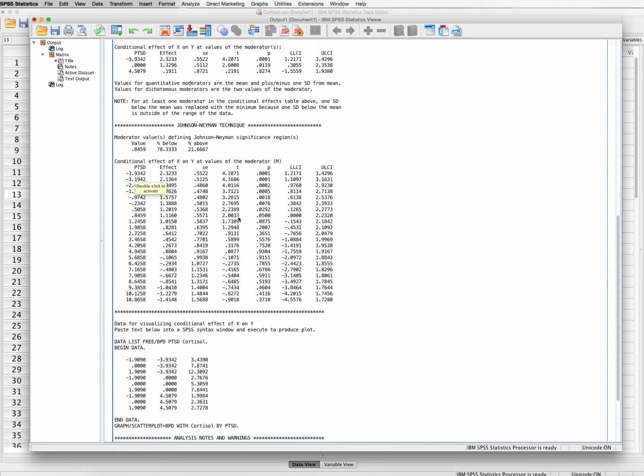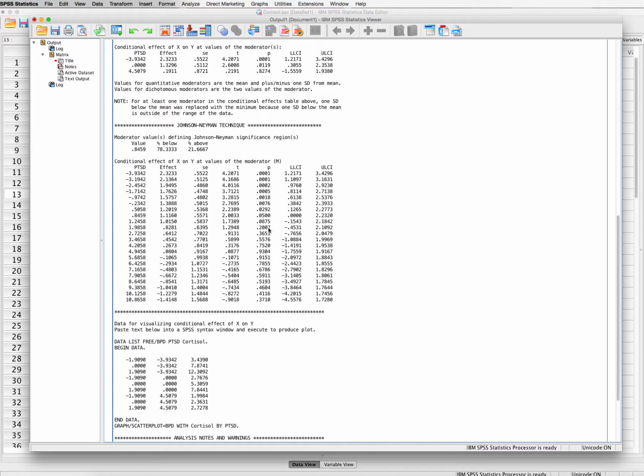Now, this basically tells you that our zone of significance is right here. So between values negative 3.9342 and 0.8459 inclusive, this is our zone of significance. This is where we can significantly predict the relationship between our X and Y. However, as the values for PTSD increase, or the score on PTSD symptomology increases, we're not able to predict significantly. So this is kind of giving you the same information as simple slope, but is getting more into specific values and giving you a lot more detail.